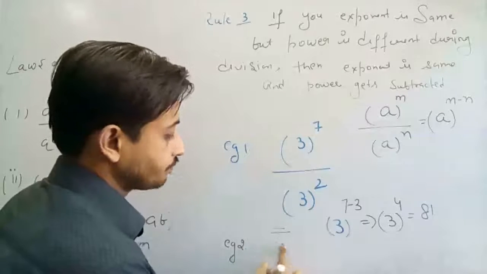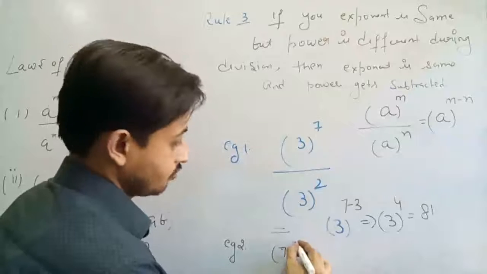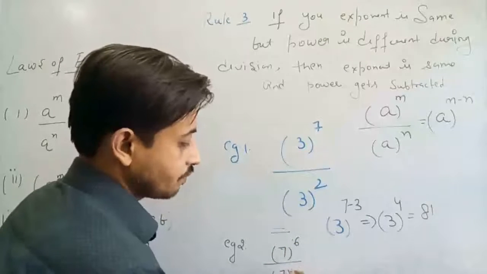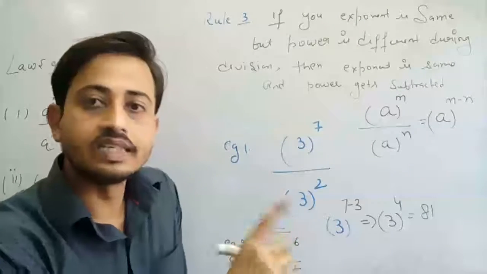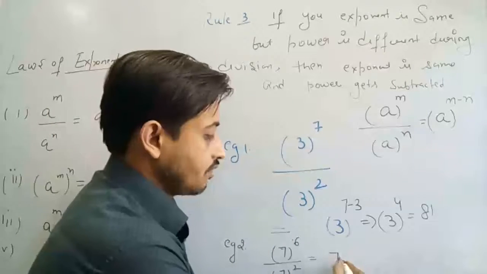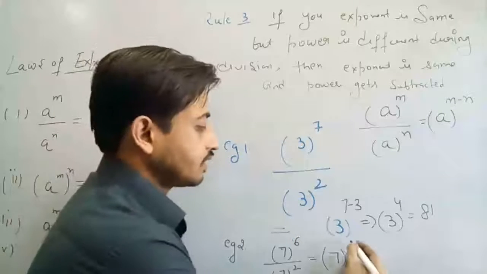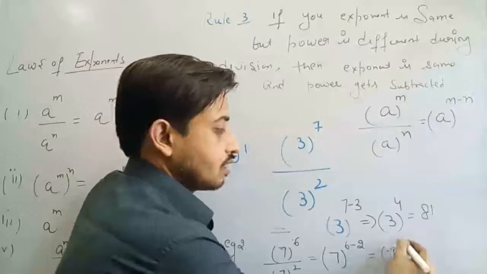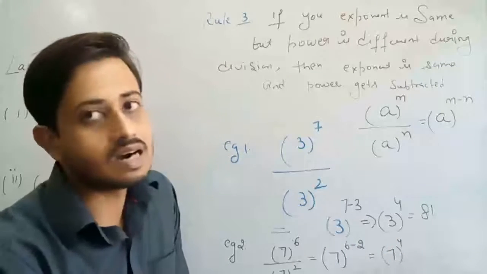If you have 7 raised to the power 6 divided by 7 raised to the power 2, now what's the answer? You have to write the exponent as it is and the power gets subtracted. So 6 minus 2. The answer is 7 raised to the power 4.